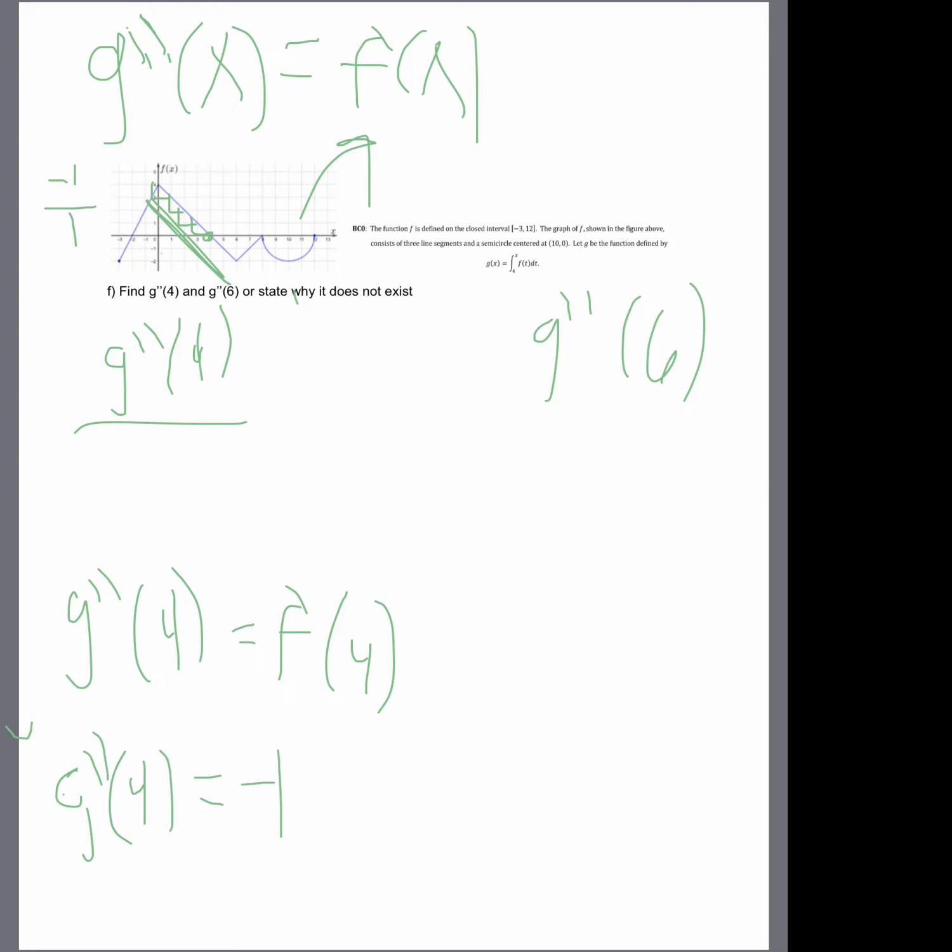But now it says find g double prime of 6. 6 is right here. Notice how it doesn't really lie on one line, or notice how it doesn't lie on this line.